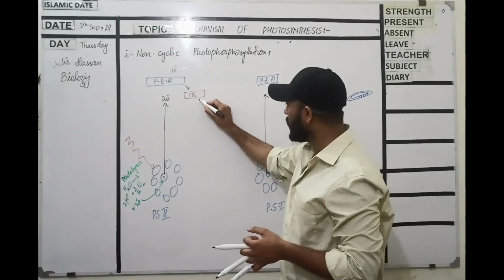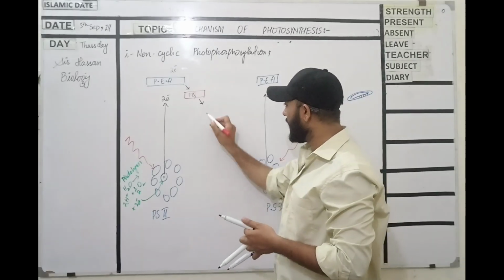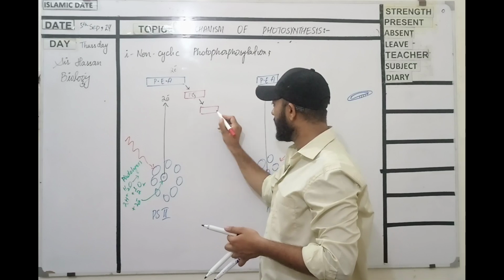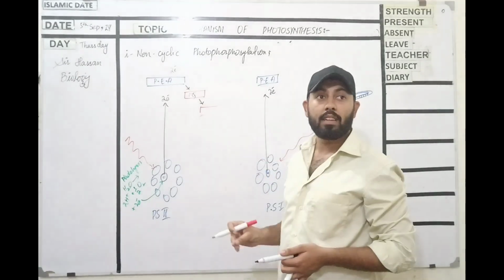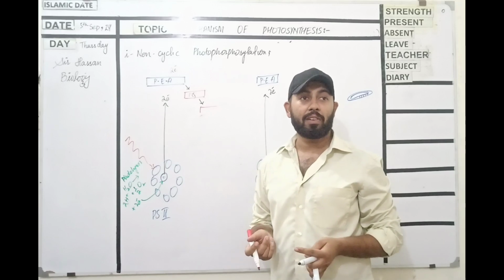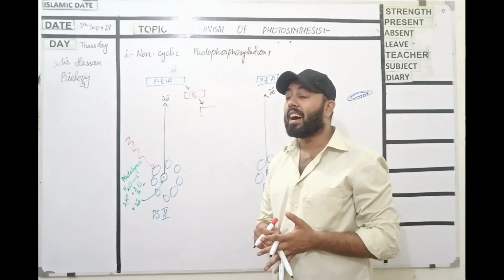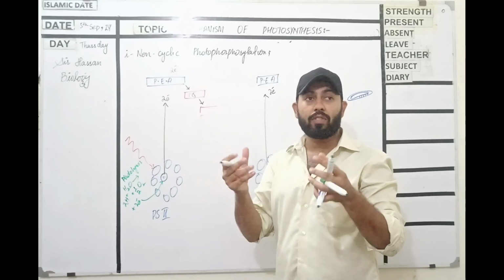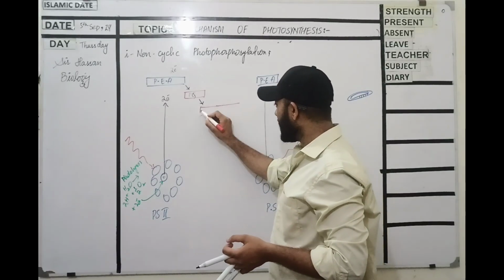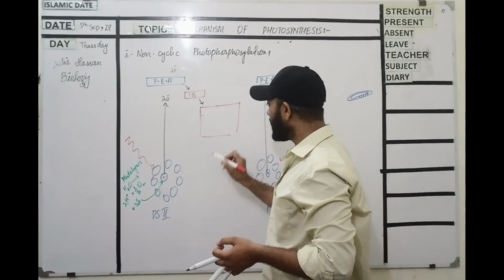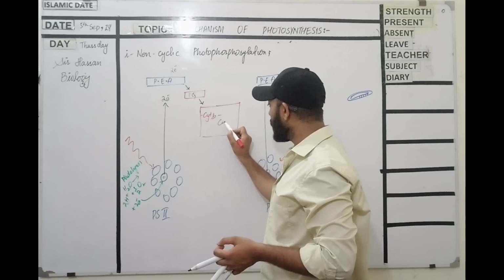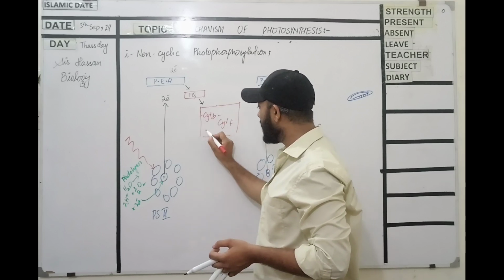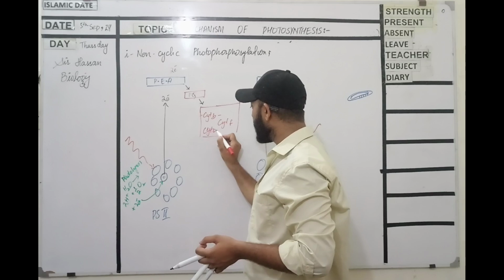What is a complex molecule? Ali? What is a complex molecule? Sadia? A complex molecule is a combination of different molecules. For example, in this case, it is a cytochrome complex, which is made up of cytochrome B and cytochrome F, hence called cytochrome complex.